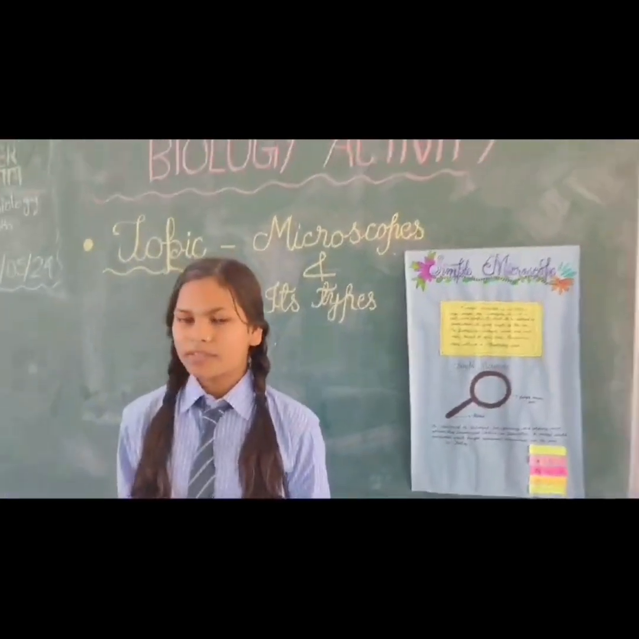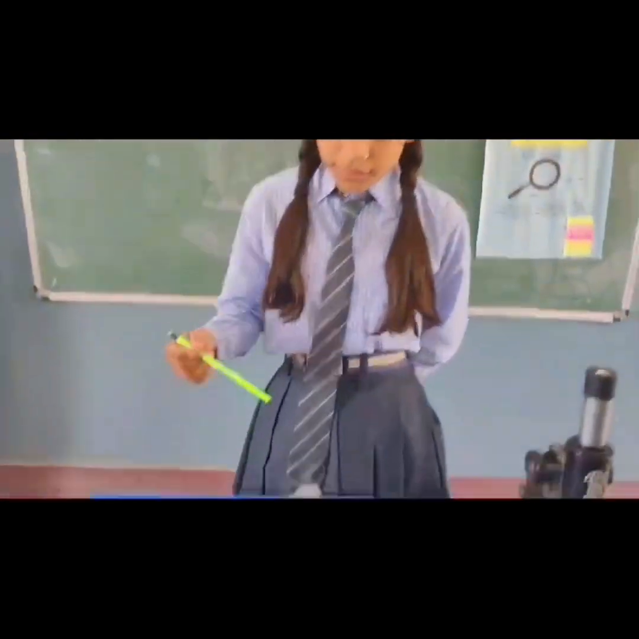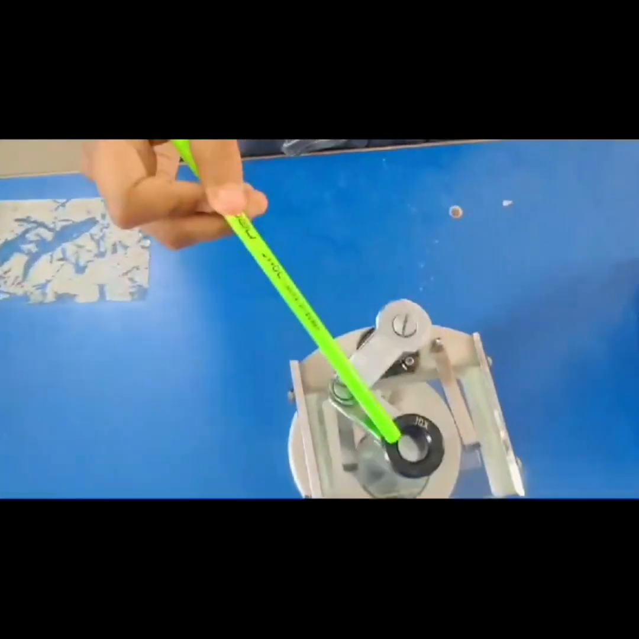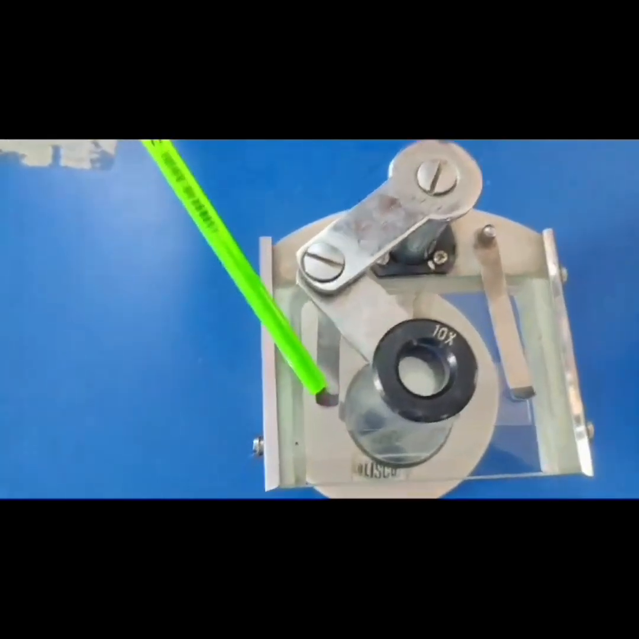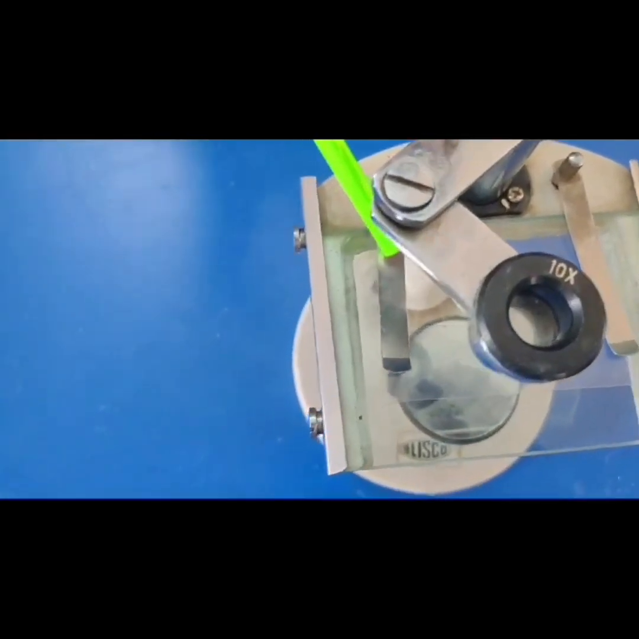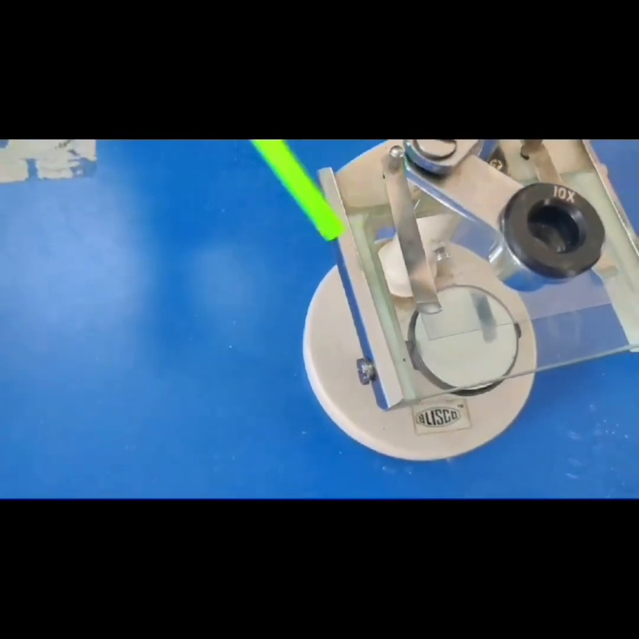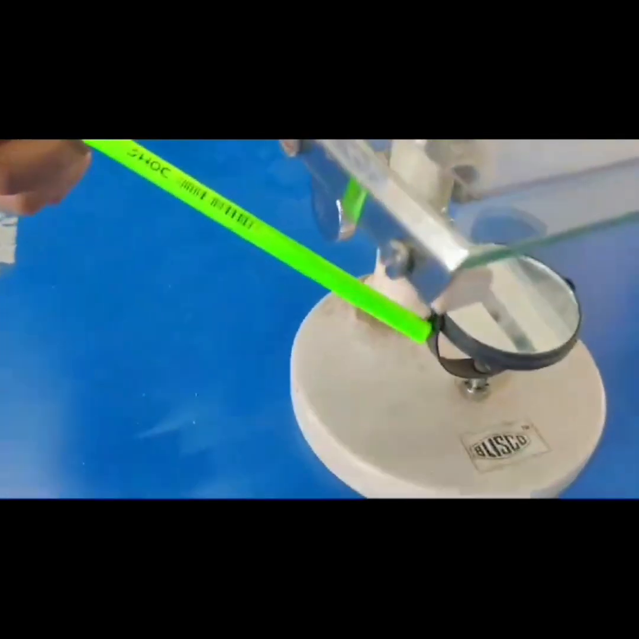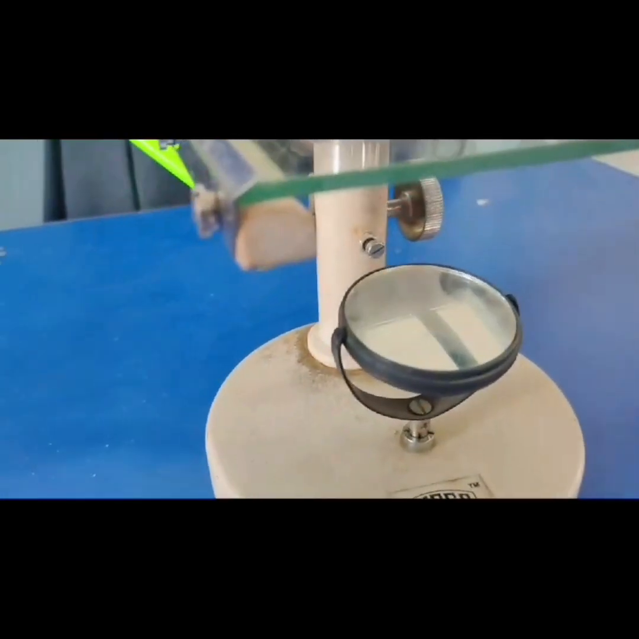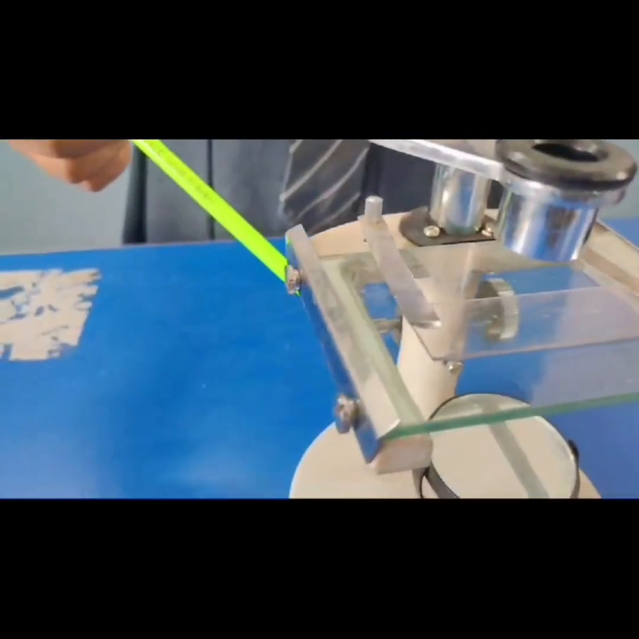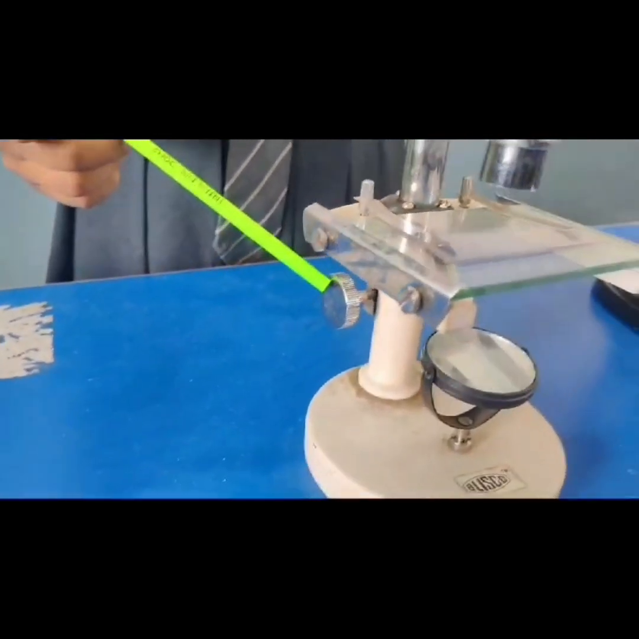Now, I will talk about the parts of the simple microscope. From the eyepiece, we see the object which is placed on the slide at the stage. This is the slide holder, and the light which is produced will reflect to the reflector or mirror. This is the knob with which we adjust to see the object clearly. That's all from me. Thank you.